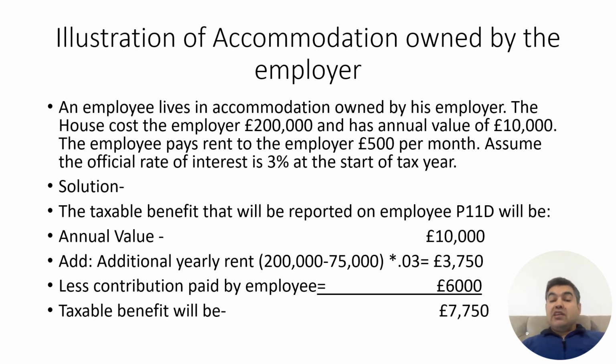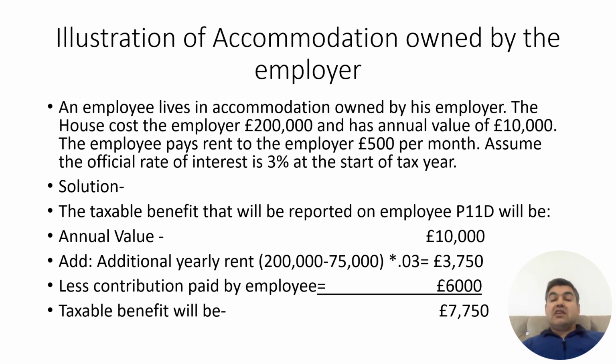So this is an example. If an employee lives in accommodation owned by his employer, the cost to the employer is 200,000 initially, and it has an annual value of 10,000. So the 10,000 value, pick that one first, and then obviously it cost the employer more than 75,000. So there will be another charge which is called additional yearly rent. On the P11D, you need to report the annual value, which is 10,000, and the additional yearly rent.